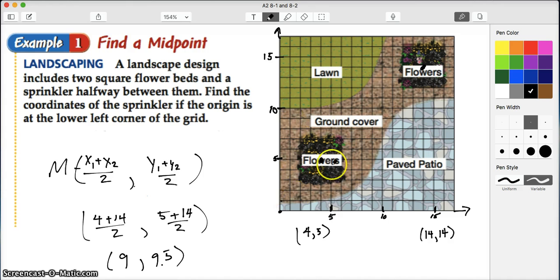And so that would be, let's find it, 9 and 9.5 is about right here. So this is where I need to put my sprinkler system. Make sense? I hope it does.